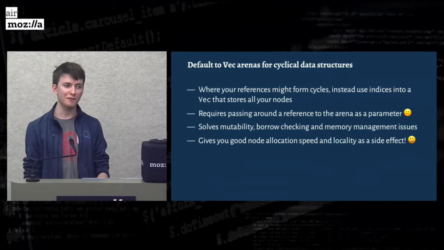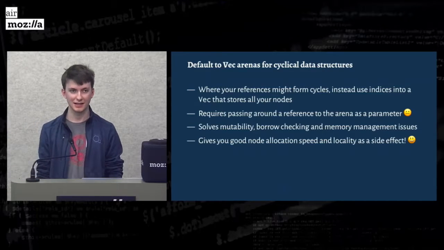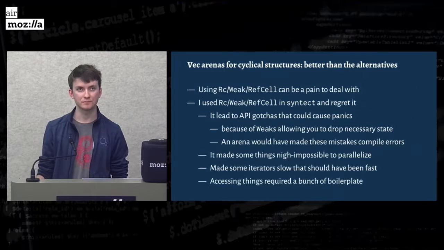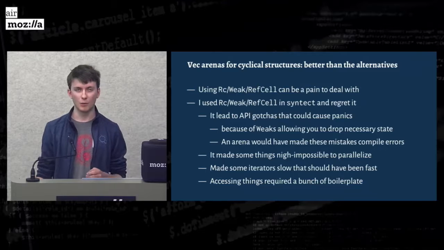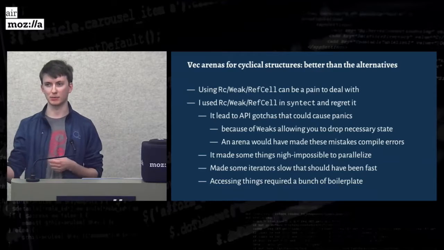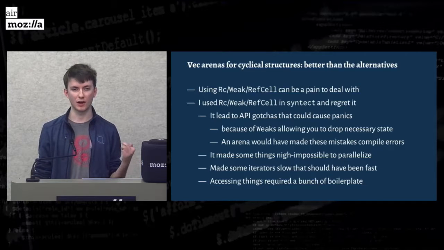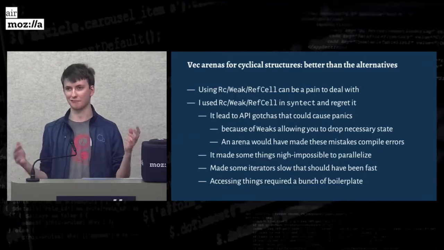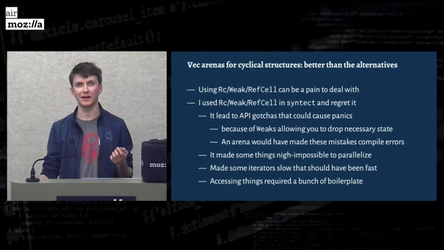And also, depending on how you allocate nodes, you can often get data locality as a side effect of this, so your cache does better. So the alternative to this, one of the main ones, is reference counting with weak references to break cycles, so your memory management works out, and also a RefCell so that you can mutate things and form the cycles to begin with. And this can be a real pain.